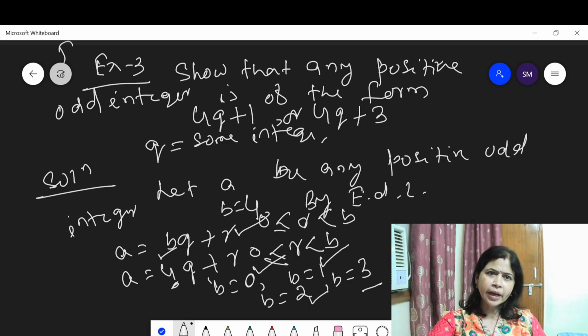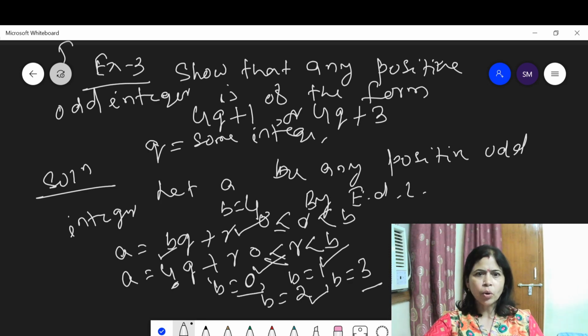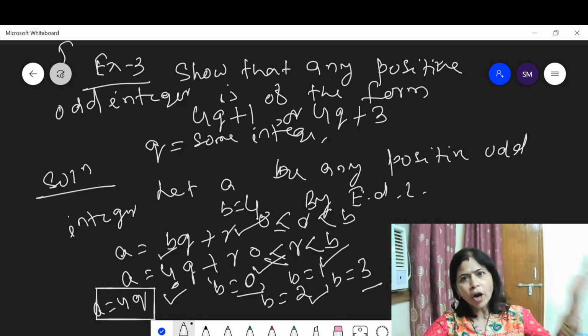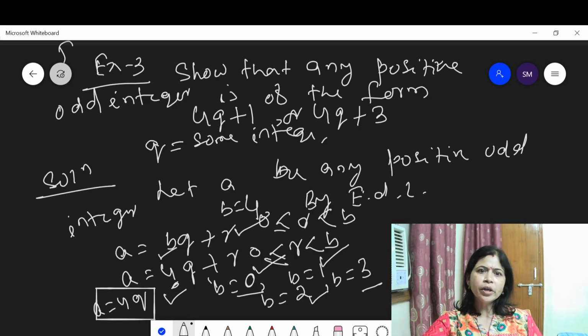But here we have taken that a is an odd integer. When r is 0, a is equal to 4q, which means a is an even number. But we have already taken a as a positive odd number. We have to show this for any positive odd number. When we take r equal to 1, then a is equal to 4q plus 1. In this form, this is the representation of an odd number.